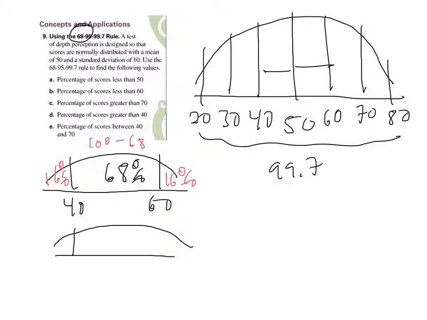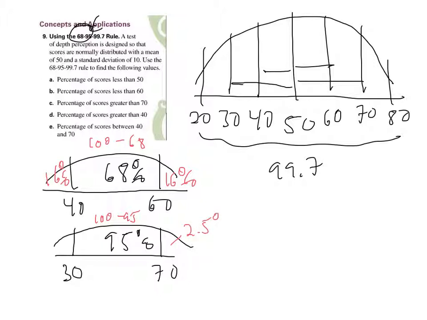Now if I go out 2 standard deviations, all the way down to 30, all the way up to 70, because those are 2 standard deviations below and above the mean, that accounts for 95% of the distribution. And notice that's the second number in the 68, 95, 99.7 rule. And 100 minus 95 tells me there's 5% outside that, and it's symmetric, so half's above the 70 and 2.5% is below the 30.